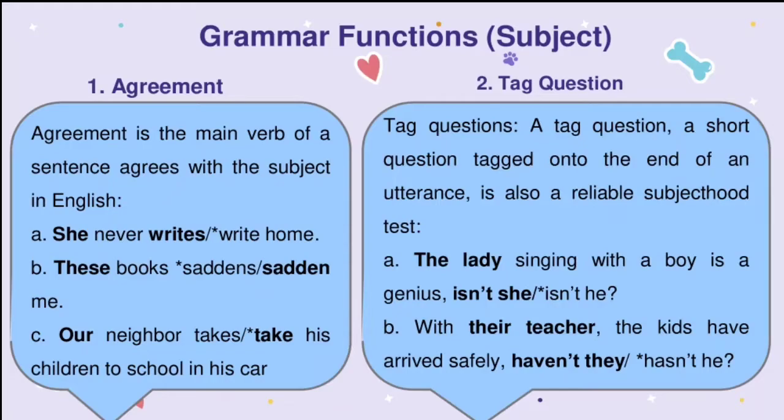Contoh yang kedua, these books saddens or sadden me. Karena di sini subjeknya adalah these, jadi verb yang sesuai adalah sadden tanpa s. Contoh yang ketiga, our neighbor takes or take his children to school in his car. Karena di sini subjeknya our neighbor, jadi verb yang sesuai adalah takes.